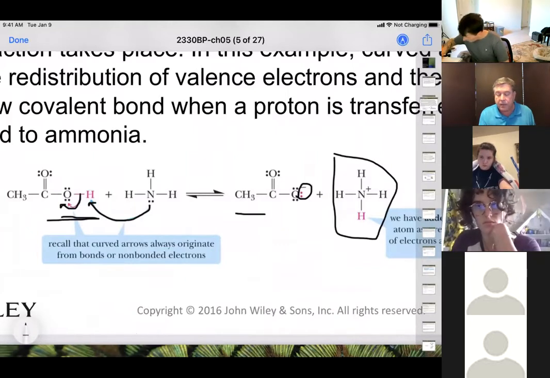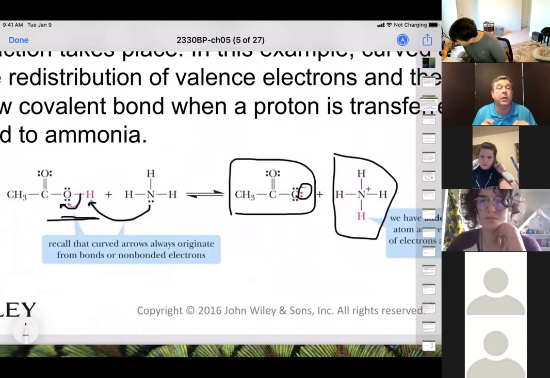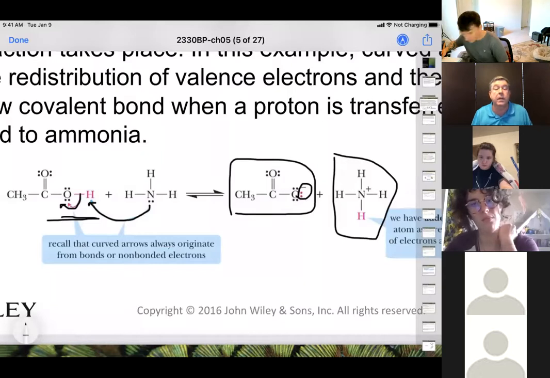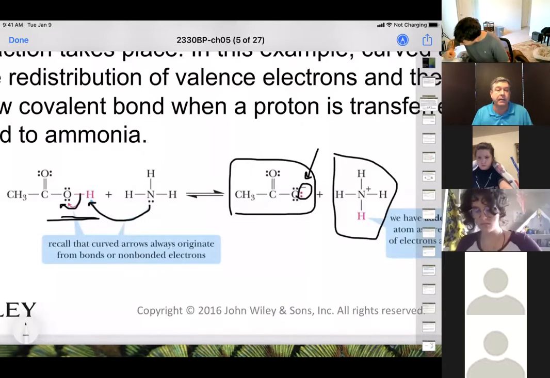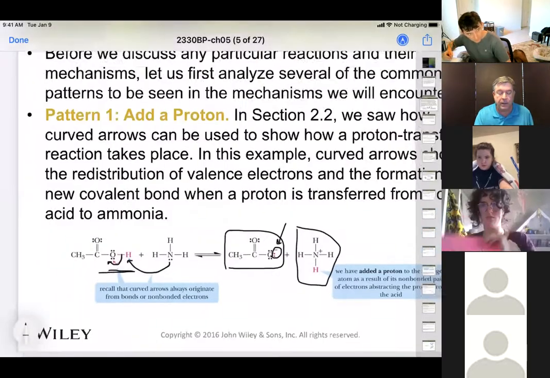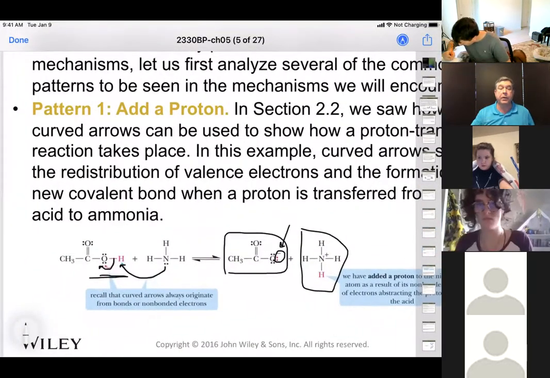But now that we have this right here, we have a charged species. That charged species we can use to do additional reactions. So it was necessary to get that negative charge to make it react in that way. And that's why transferring the proton was necessary to make a reactive species. Okay, so our first pattern is add a proton.